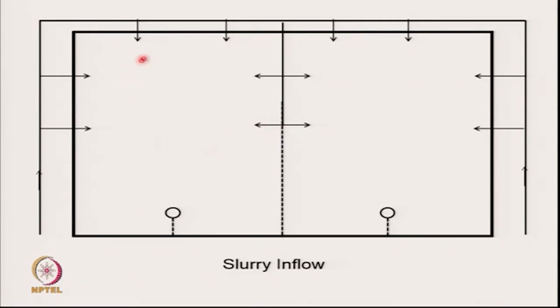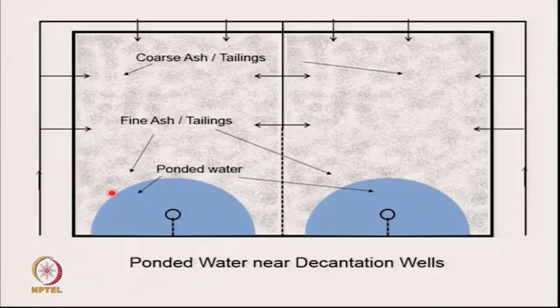Now, when I allow inflow like this, where will the coarse particles settle and where will the fine particles settle? The coarse particles settle close to the inflow point. This will have a decantation pond in the sense the water will, so the fine particles will tend to settle here. So if I look at this, I'll have coarse ash and tailings very close to all this area, okay? But I'll have fine ash and tailings here.